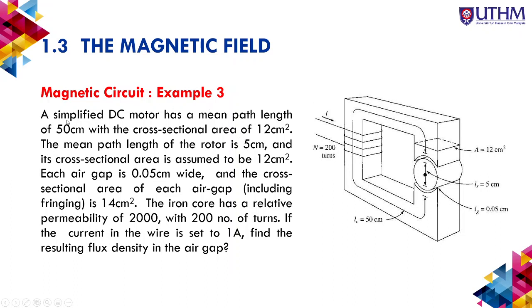They say there is a DC motor with a main path length of 50 cm, and the main path length of the rotor is 5 cm, with the area assumed to be 12 cm square. Each air gap, the first air gap over here and the second air gap, is 0.05, and the cross section area of each air gap is 14 cm. They have given all the information already. The iron core has a relative permeability of 2000 with 200 turns. If the current in the wire is set to 1 ampere, find the resulting flux density in the air gap.